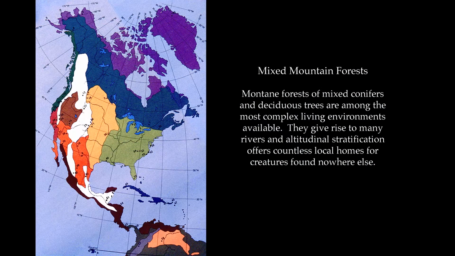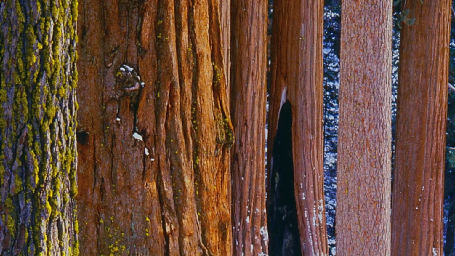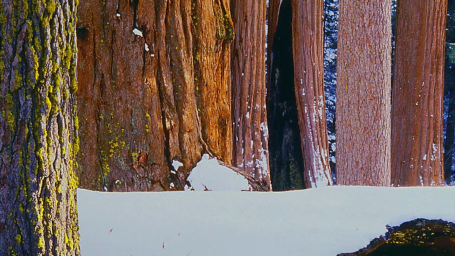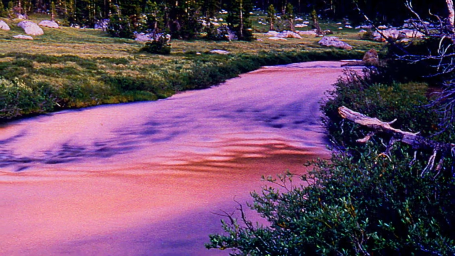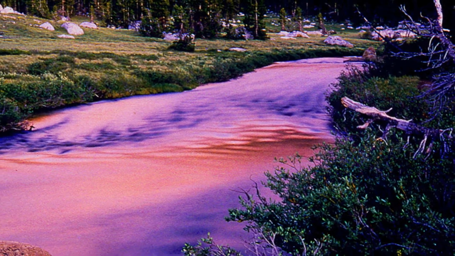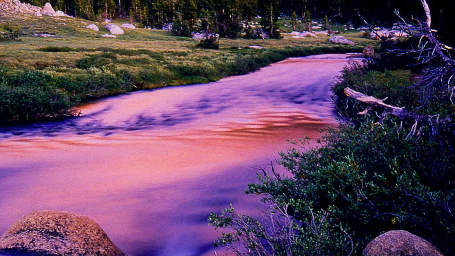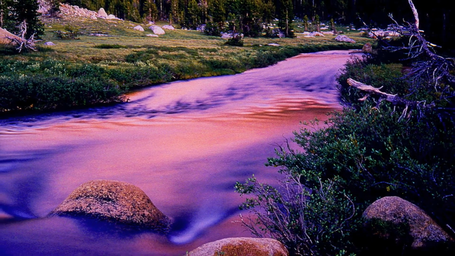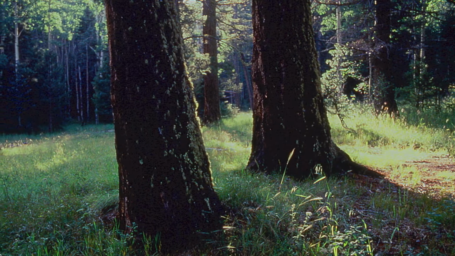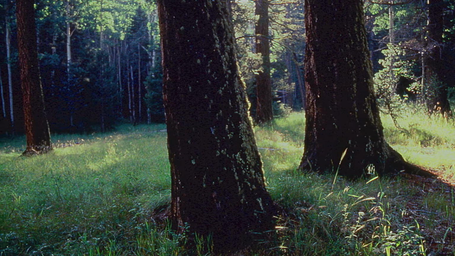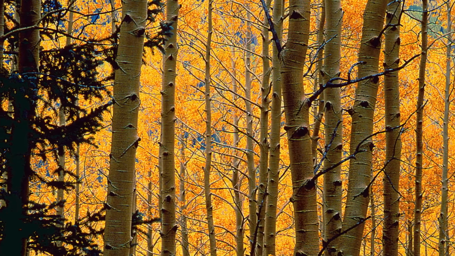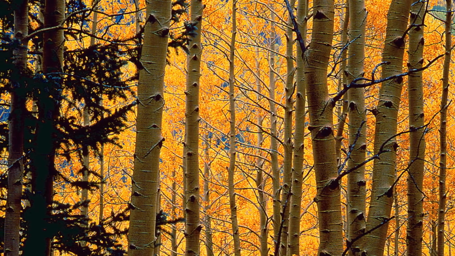Mixed mountain forest systems. Montane forests include mixed evergreen communities of junipers, pines, firs, larch, spruce, Douglas firs, sequoia, and deciduous aspens, maples and oak trees, along with ferns, fungi, mosses, lichens, wildflowers, grasslands and alpine tundra. They are among the most complex living environments available and due to their altitudinal stratification often host several biomes, one above another. They give rise to continental rivers, shelter countless local habitats for beings found nowhere else, and provide cool island refuges above widening desert seas.